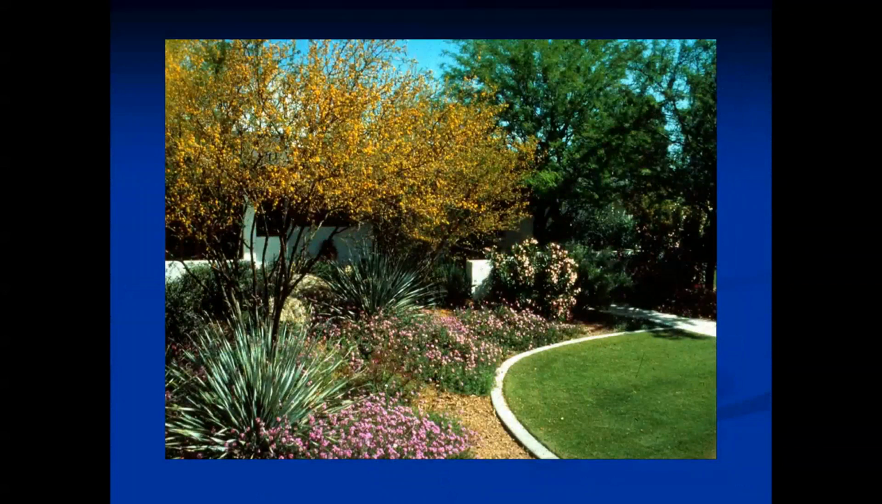This Xeriscape has a variety of layers. So of course the lawn, that would be like the ground layer, the ground covers, the lantana, the purple lantana, that's another layer, the shrubs, another layer, and then the trees, another layer. So lots of layers here.